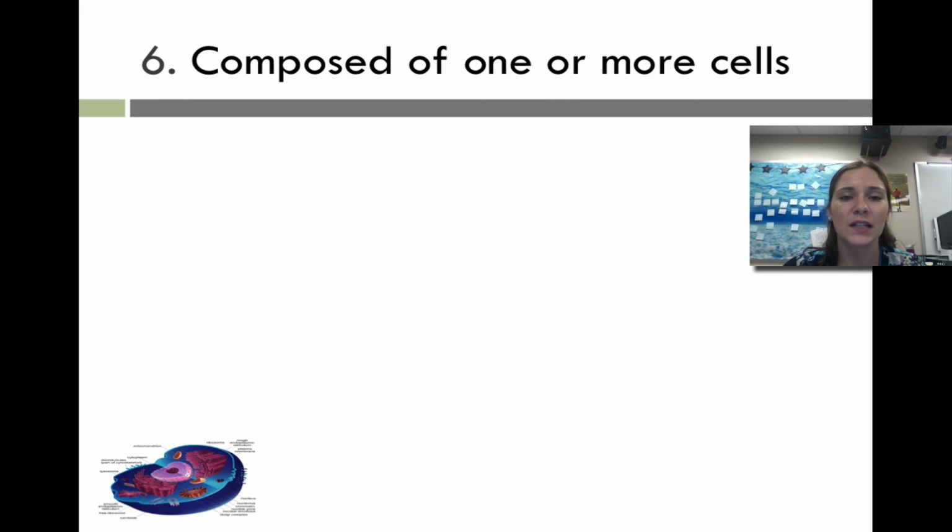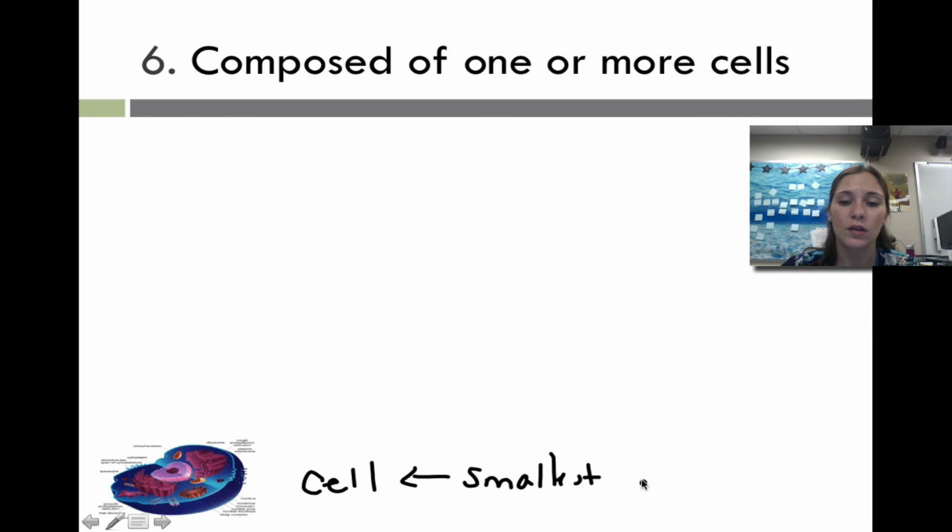All right, number 6, living things are composed of 1 or more cells. What I'm going to do right now is give you the levels of organization of life. So here we have a cell, right? The cell is the smallest unit of life. So a single cell, is it considered living? Yes, it is. The organelles within the cell, however, are not considered living. The cell as a whole is considered living.